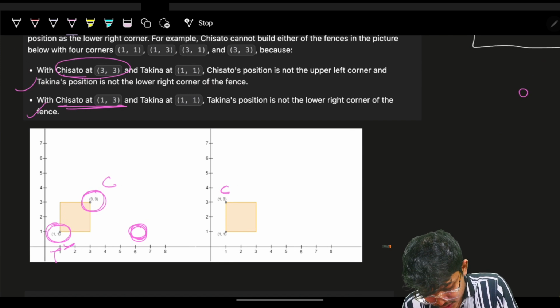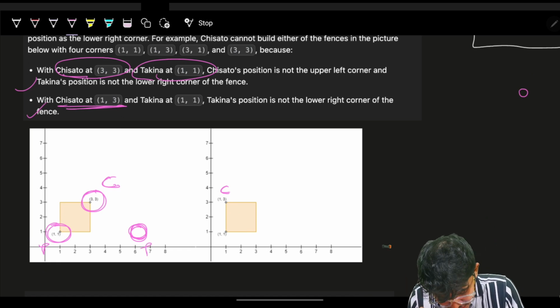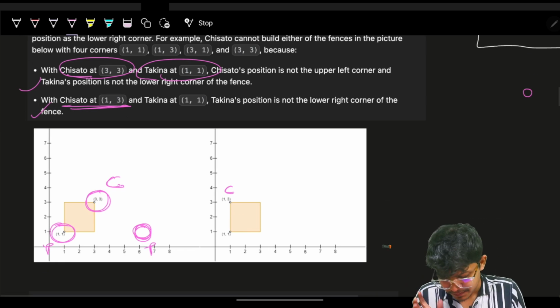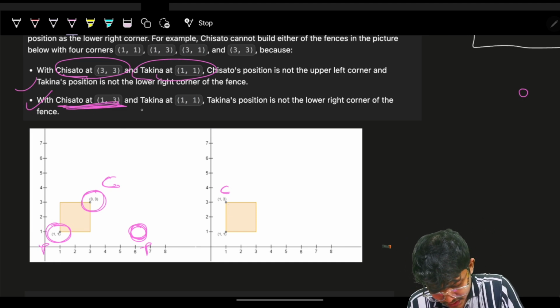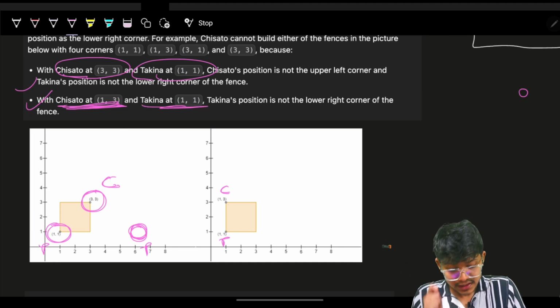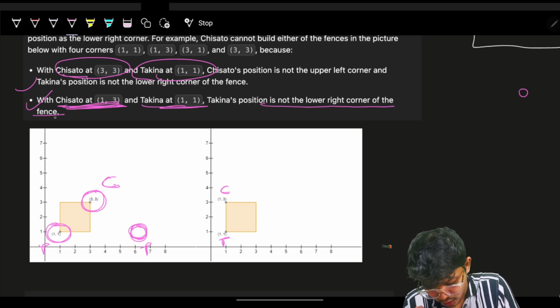So C position at 3, 3, and T's position at 1, 1. This is not valid because T should be after my C. And again, with the C as 1, 3 and T as 1, 1, Takina's position is not the lower right corner of the fence.